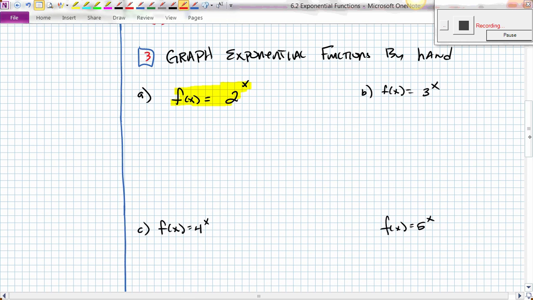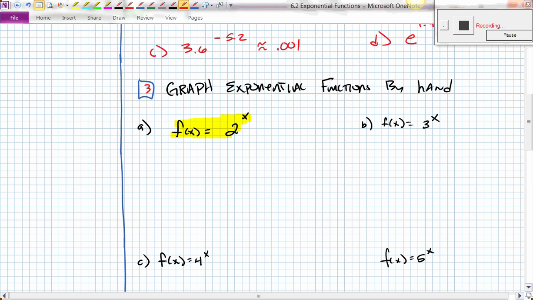All right, I'd like to talk about graphing exponential functions by hand. I'll do the first one with you and show you the key points. And then you and your family will do B, C, and D. D is down here. And it's actually a lot easier than it looks or sounds, right?